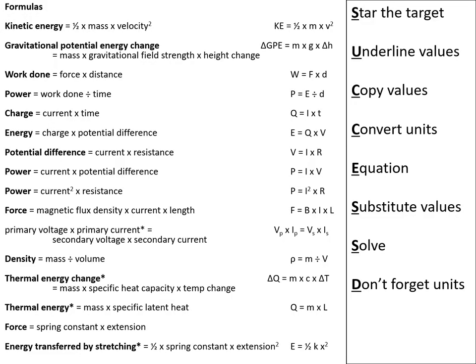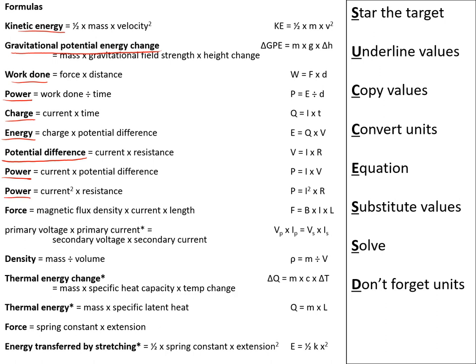And finally, just a little run through all of the formulas that we're going to need. So we've got kinetic energy equals half mass times velocity squared. We've got gravitational potential energy change equals mass times gravitational field strength times height change. Work done equals force times distance. Power equals work done divided by time. Charge equals current times time. Energy equals charge times potential difference. Potential difference equals current times resistance. Power equals current times potential difference.